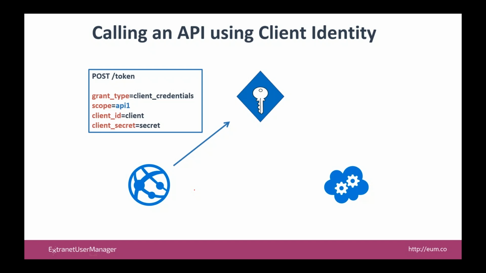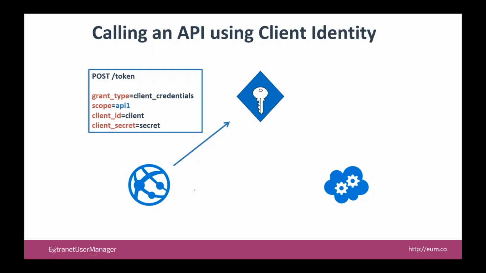This is where we have an app that wants to invoke the API on behalf of the app, not on behalf of a human. So again, what's going to happen is your application, before it can call the API, must first go and connect to the token server, and it will connect to the token endpoint. And it will make an HTTP request.